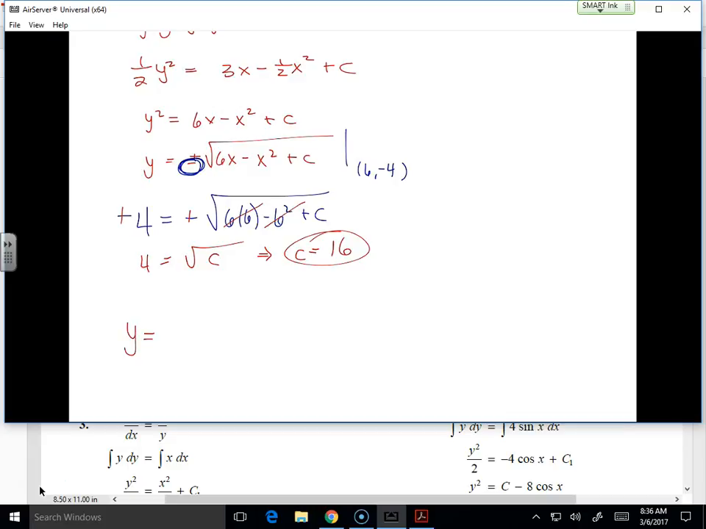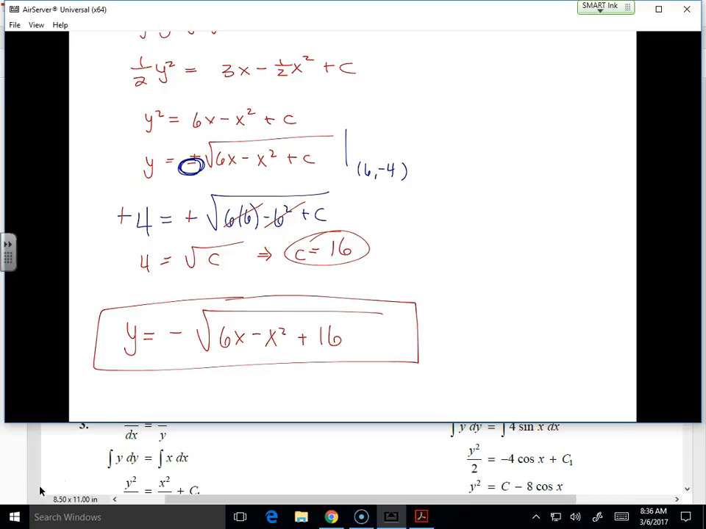Then they said solve for y equals g of x, so we gotta keep going and plug back in. So y is equal to, we had to choose the negative square root of 6x, oops, not squared, minus x squared plus 16. Kiddos, why did I spend so much time today looking at free response-ish questions?